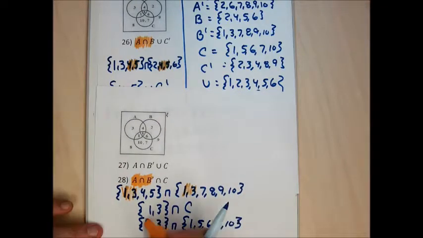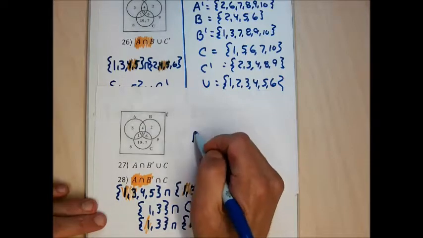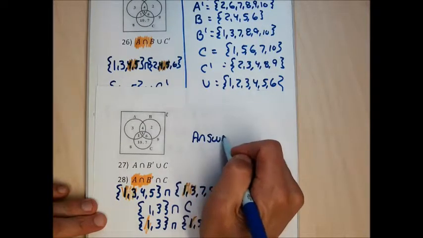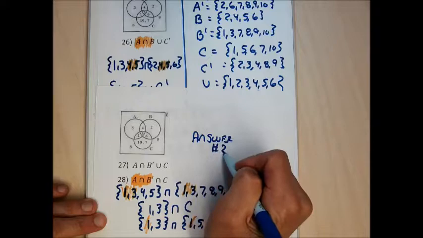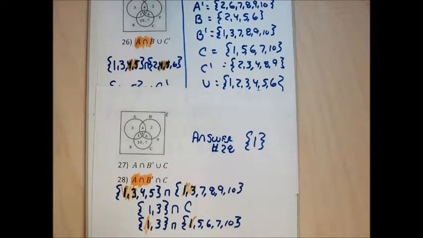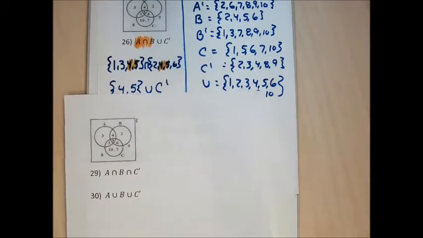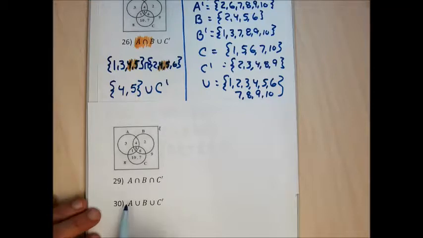And intersections, what they have in common. These two sets only have 1 in common. My answer to number 28 is just the set that contains only the number 1. Unfortunately, only one more with these sets, and then we get some new sets. Let me do 29 with you.